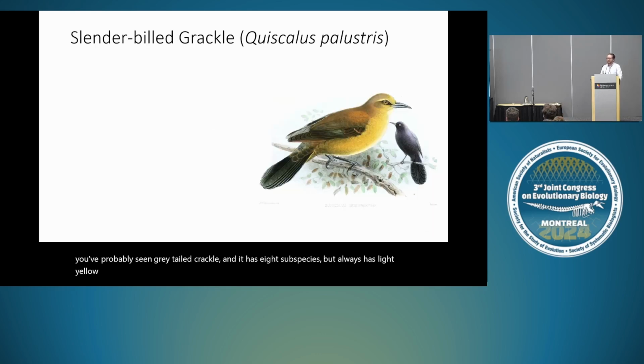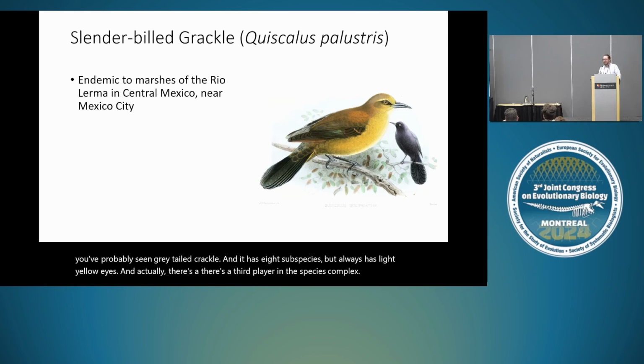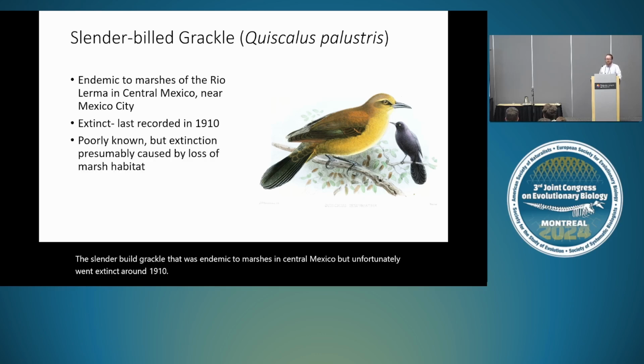And actually, there's a third player in this species complex, the slender-billed grackle that was endemic to marshes in central Mexico, but unfortunately went extinct around 1910, likely due to the draining of those marshes and loss of habitat.